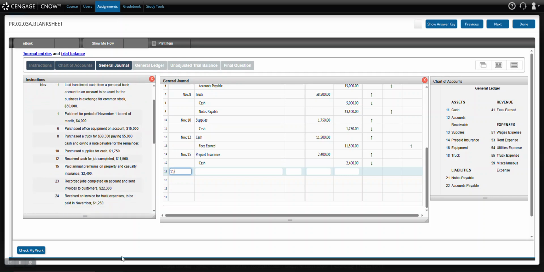On the 23rd, it says we recorded jobs completed on account and sent our invoices to our customers. So again, anytime you see jobs completed, services rendered, services provided, that means we've earned the $22,300, but it doesn't necessarily mean that we got it in our hands that day in the form of cash. So back on the 12th, it said we received cash. That day we provided the service, my customer handed me the money. On the 23rd instead, it says we provided it, and there's that key phrase, on account.